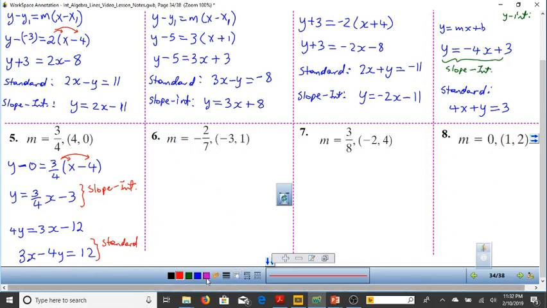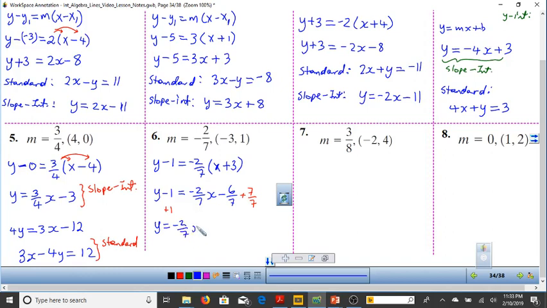In this example, point slope form, y minus y1 is equal to m times x minus x1, which is x plus 3 in this case. You distribute the parentheses, you get y minus 1 is equal to negative 2/7 x minus 6/7. And then I'm going to add 1 to both sides to get slope-intercept form, but adding 1 is the same as adding 7 over 7. So that gives me y is equal to negative 2/7 x plus 1/7. And that form is slope-intercept form.